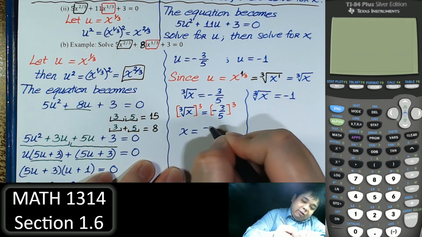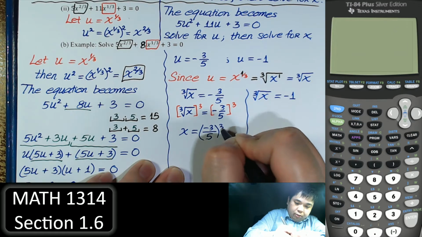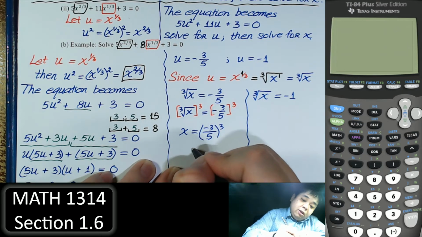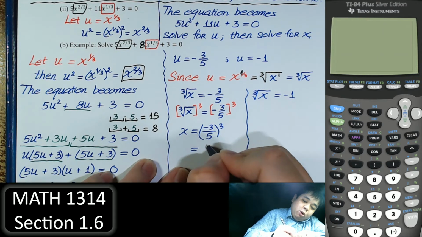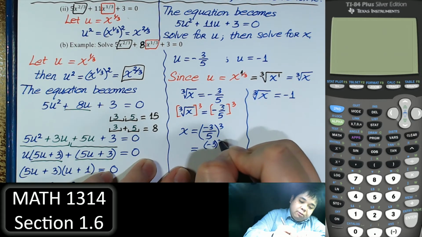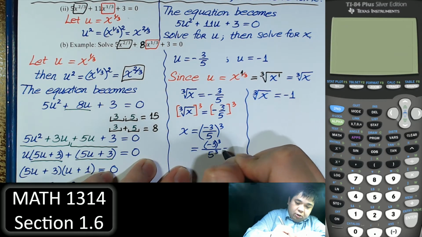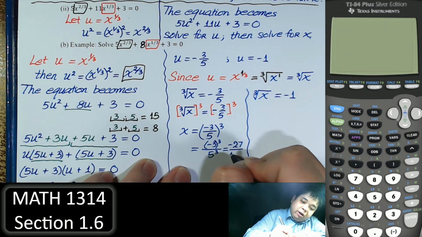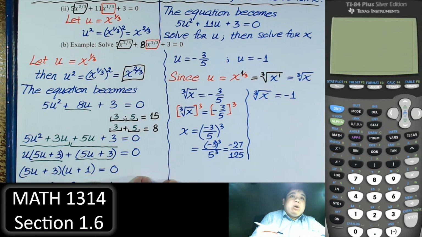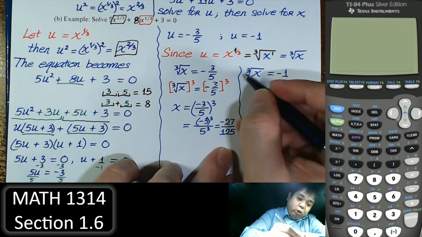And now we have negative 3/5 cubed. Both of them are cubed, so the cube goes to the top and the cube goes to the bottom. So that gives us negative 27 over 125. And like I said, on this one we do not need to check the answer because we do not square both sides, we cube both sides.